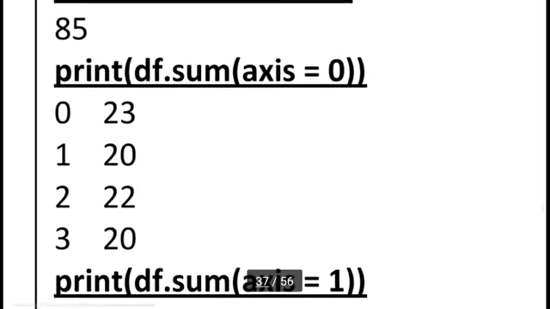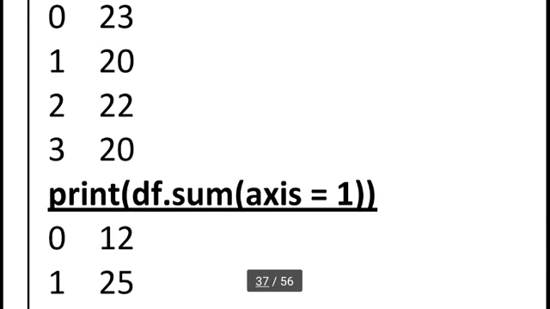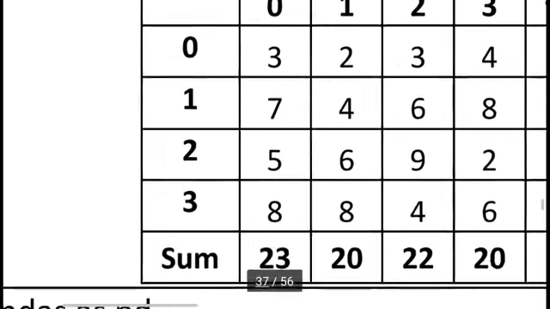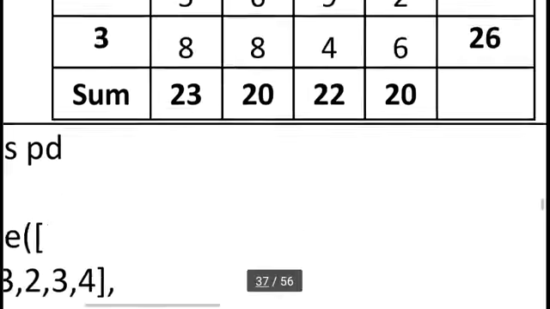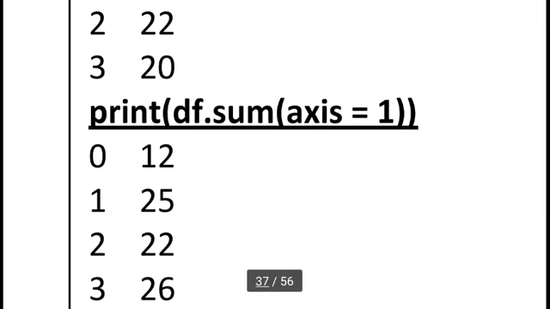But I want to sum horizontally. Same thing, df.sum, but here I am changing to axis equal to 1. Axis equal to 1 always performs the calculation horizontally. Horizontally you can see 3, 2, 3, 4: the sum is 12. 7, 4, 6, 8: the sum is 25. 5, 6, 9, 2: the sum is 22. 8, 8, 4, 6: the sum is 26. So we can also perform the horizontal sum. Here I am only changing to axis equal to 1.